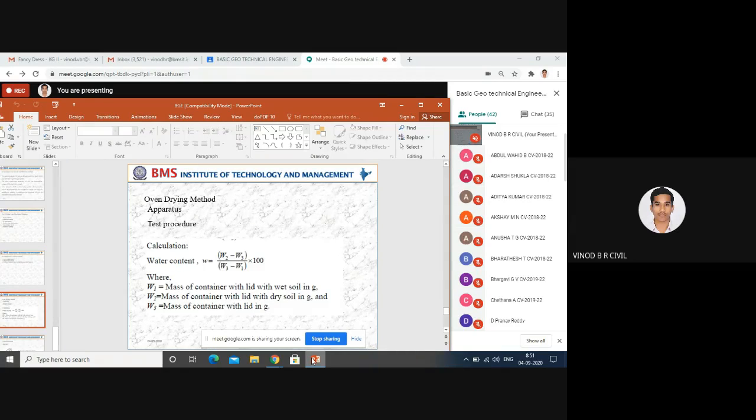The name itself belongs to the oven. Okay, what apparatus are required? The moisture content cup or metal tin is required, and the oven is required, and a small amount of soil is required.